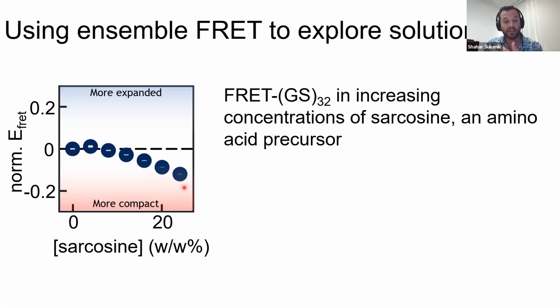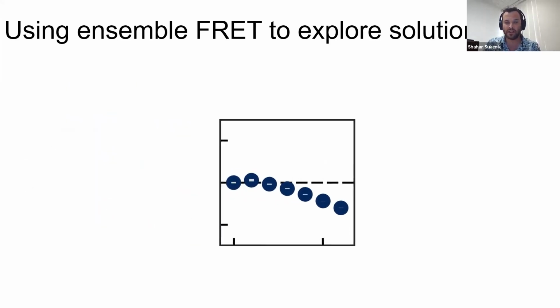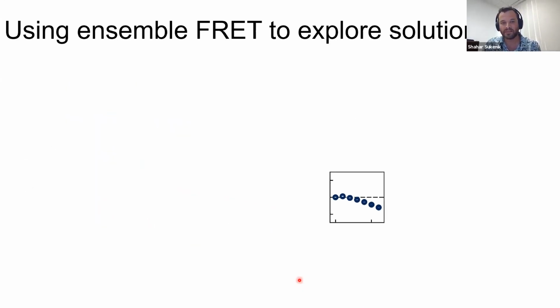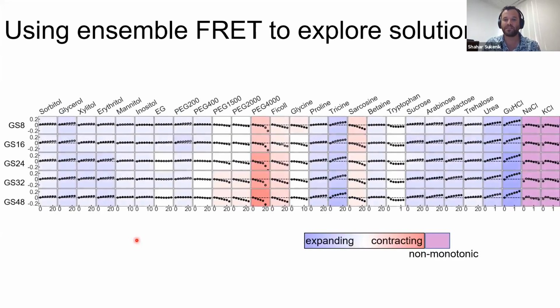And so we're really encouraged by this. And of course, here is where we can really capitalize on the throughput of the system. So we don't have to do this for just one sequence or one solute. We can do this for lots of sequences and lots of solutes. So we call these kinds of graphs solution space scans.